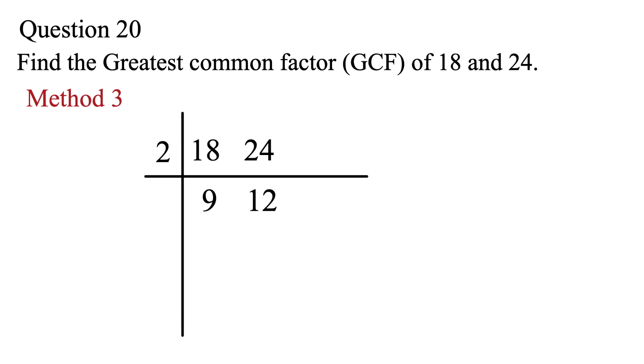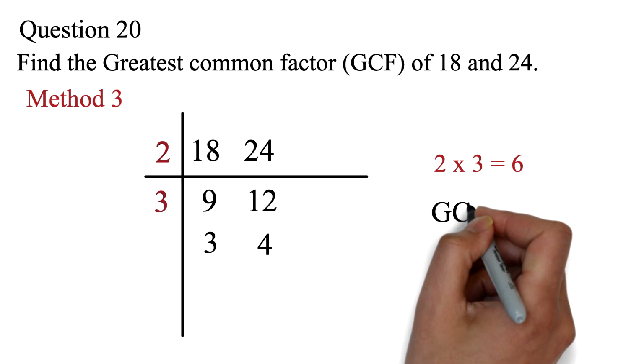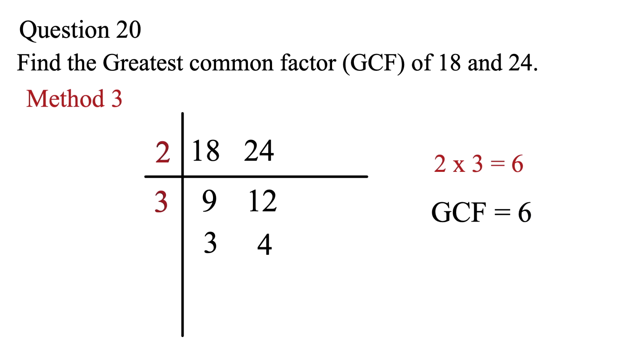Next, you'll pick another number that can divide both 9 and 12. 3 can divide both. 9 divided by 3 is 3. 12 divided by 3 is 4. There's no number that can divide 3 and 4. So we will multiply the numbers that we got, thus 2 times 3 to get 6. So 6 is the GCF of 18 and 24.